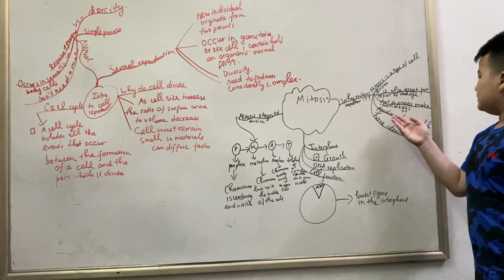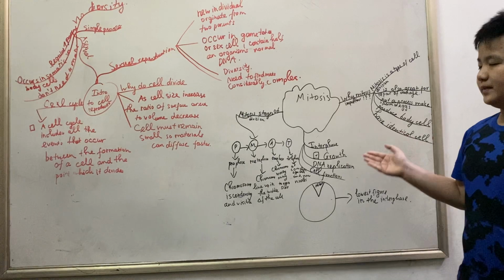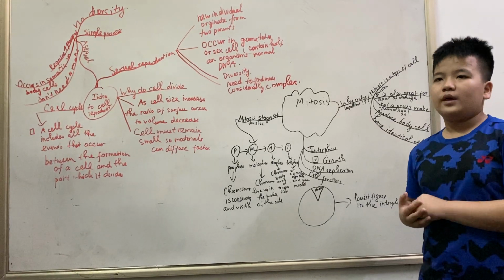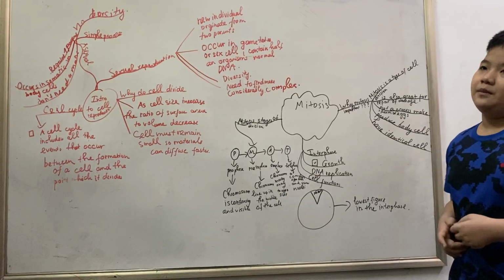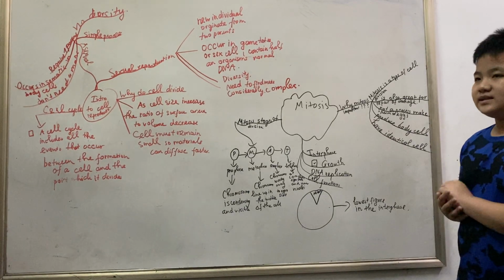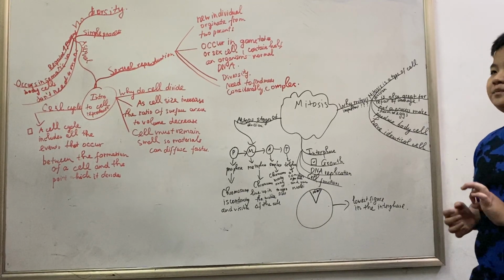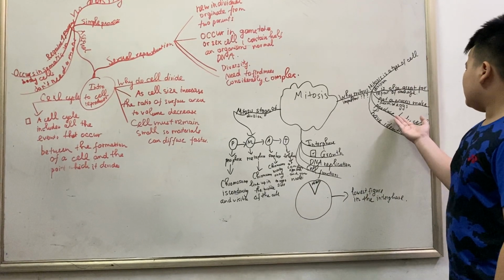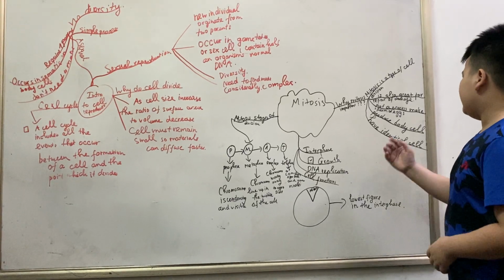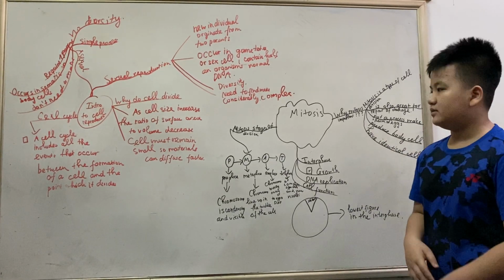It's not the process that makes sperm and eggs; that's another type of division called meiosis. It's pretty similar, so don't get them wrong. Mitosis produces body cells and makes identical cells.